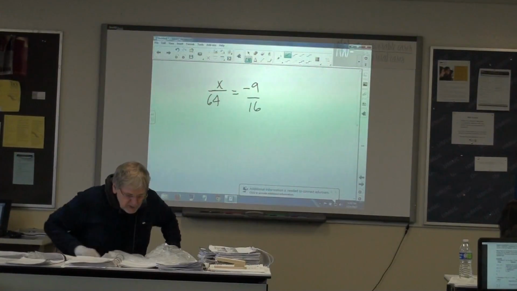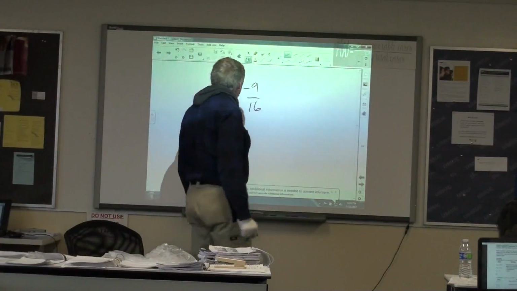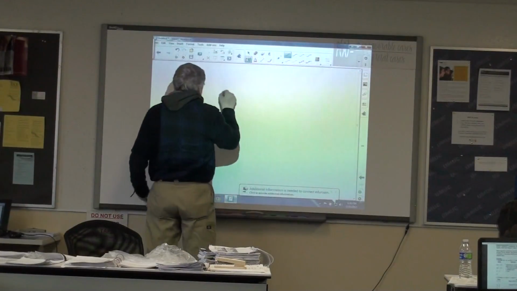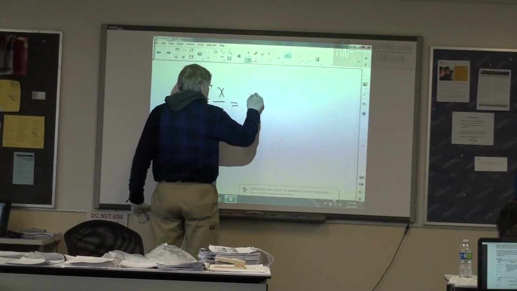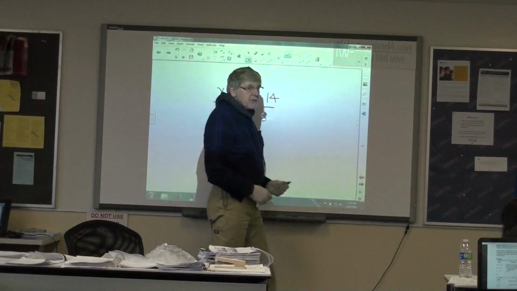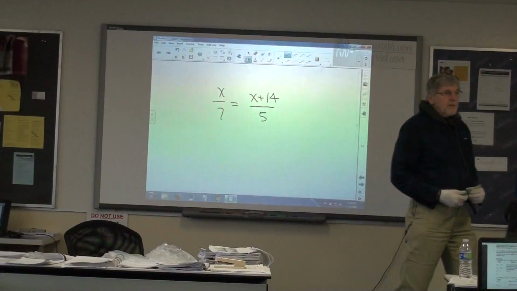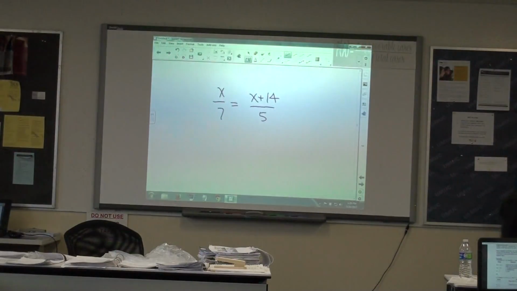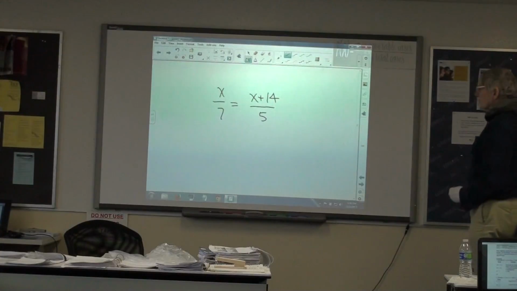X over 7 equals x plus 14 over 5. Does this equation qualify for cross multiplication? Yes or no? Well, the left side has one fraction, agreed? Because it has one numerator and one denominator. One numerator and one denominator equals one fraction. On the right side, how many numerators are there?